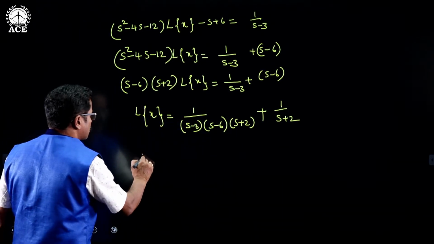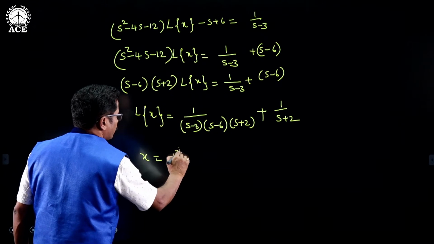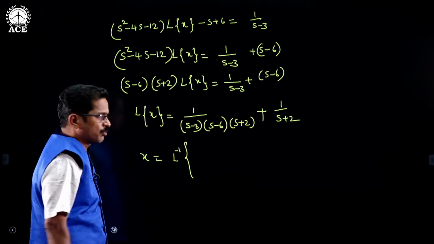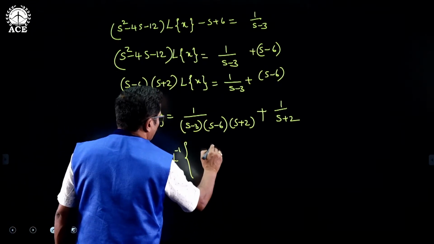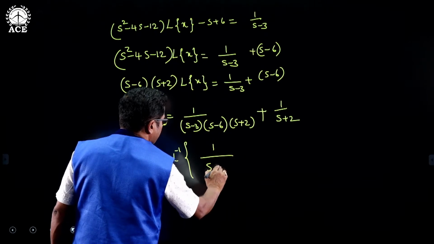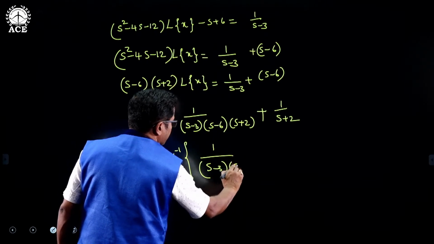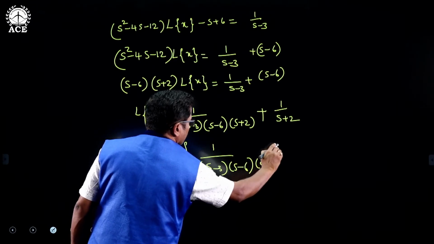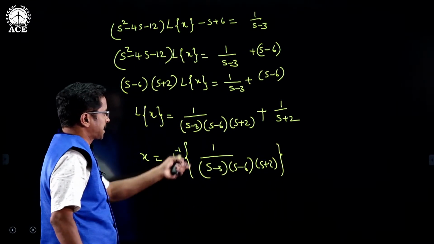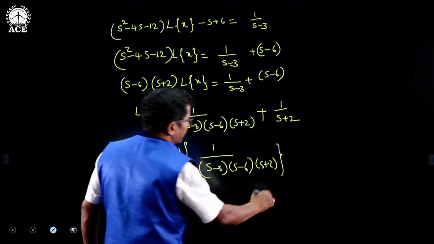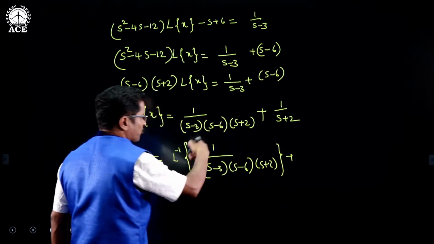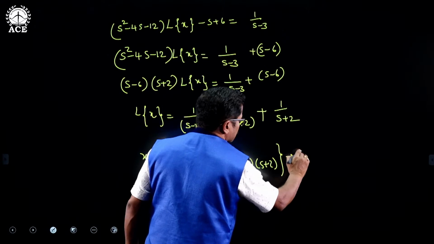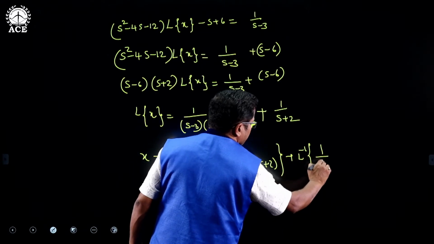So then x equals L inverse of 1 by s minus 3 into s minus 6 into s plus 2. I am taking the inverse Laplace transform for the individual terms directly. So L inverse of 1 by s plus 2.